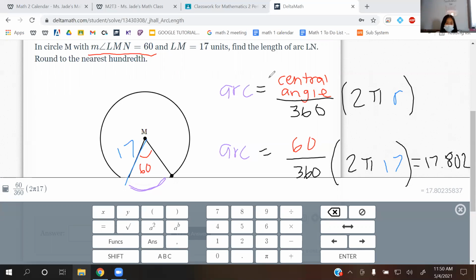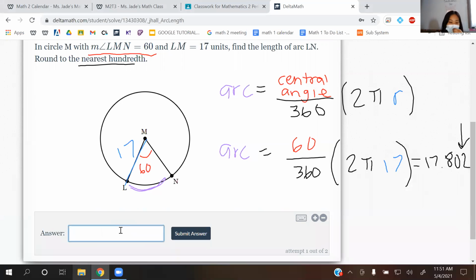Okay, so 17.802 rounded to the nearest hundredth means 2 decimals. So we look at the 8, 0. Are we changing or keeping the 0 based on this 2? The 2 is a small number, so therefore the 0 stays as a 0. We want 17.80. All right, any questions on this one?